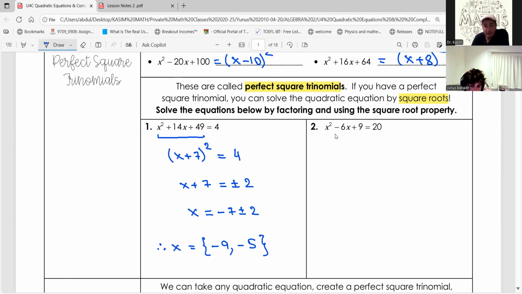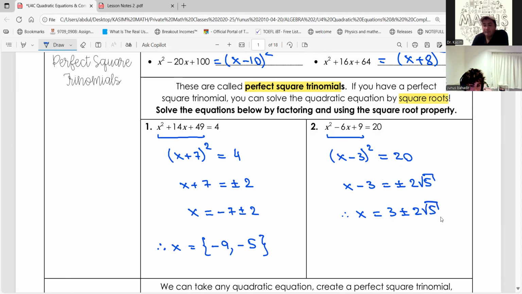Number 2. Yunus, look at the left-hand side. Is it a perfect square? Yeah. So that's (x minus 3) squared. On the right-hand side, we have 20. We just practiced this kind of question, right? Square root method. So what is x minus 3? x minus 3 equals plus or minus 2 square root of 5. Now what is x? 3 plus or minus 2 square root of 5. That's it. Okay.